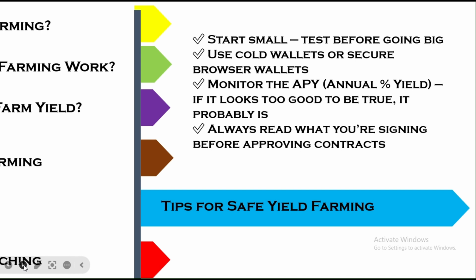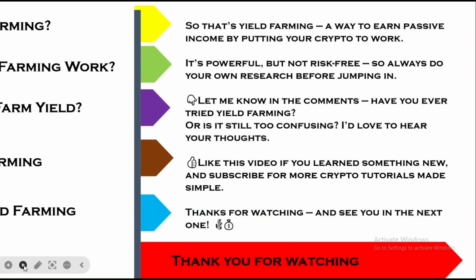So yield farming is just you giving money to the platforms, and they in turn use it to earn more money, and then you get rewards. As simple as that. So this is yield farming explained in 5 minutes. That's yield farming, a way to earn passive income by putting your crypto to work. It's powerful, but not risk free. So always do your own research before jumping in.